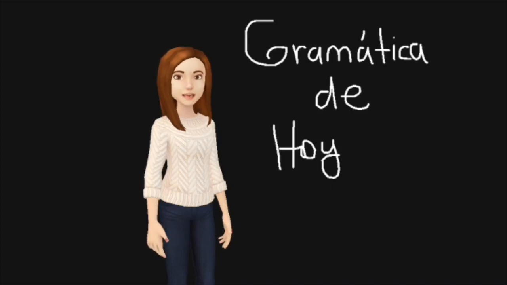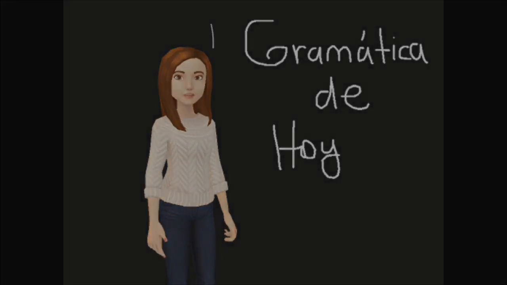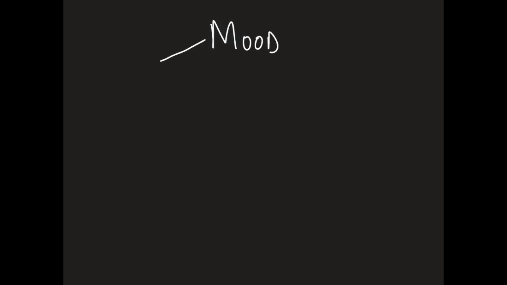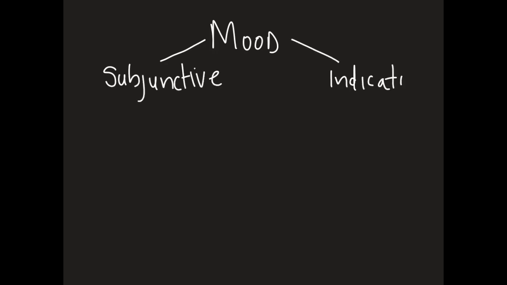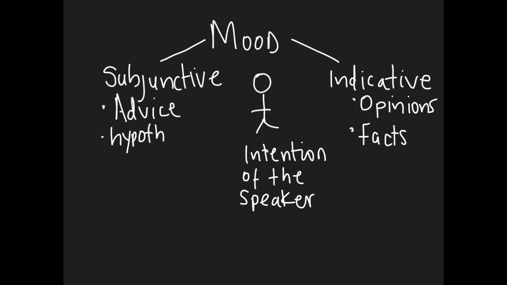Hello everyone. In today's lesson, we're going to learn about the subjunctive mood. So let's begin. In Spanish, we have the subjunctive mood and the indicative mood. And basically, a mood is the intention the speaker has when giving a message. In the indicative, we tend to communicate opinions, facts, or habitual actions. In the subjunctive, we tend to give advice or talk about hypothetical situations.